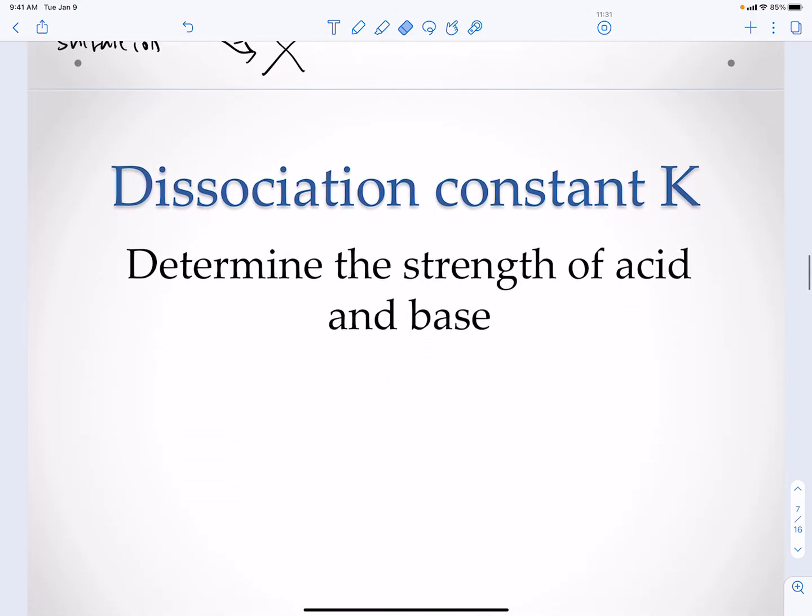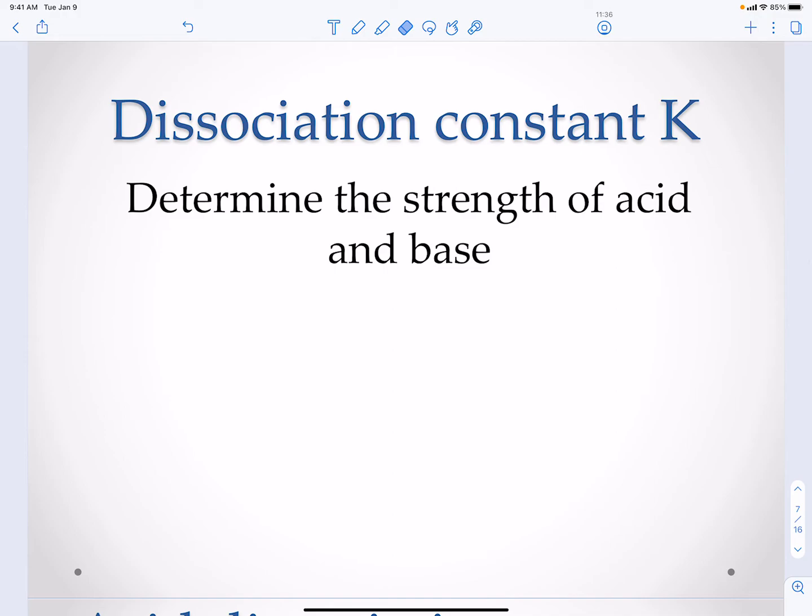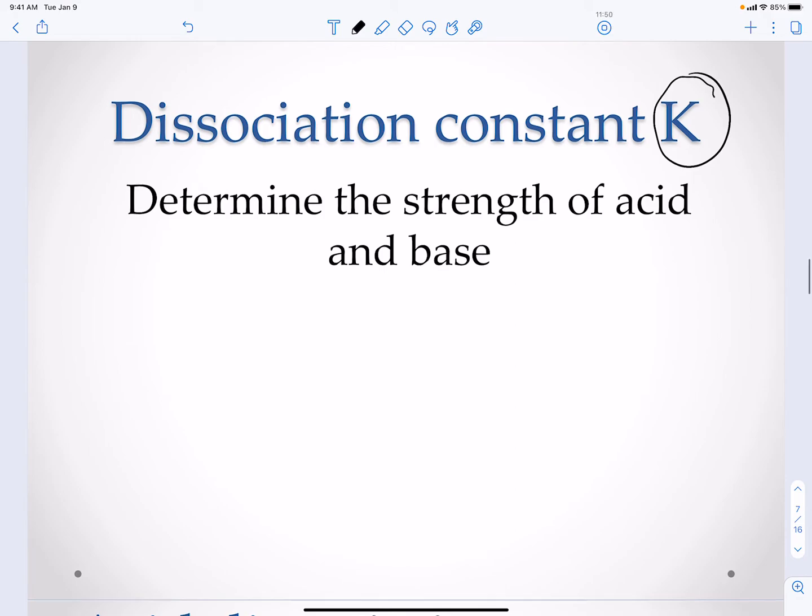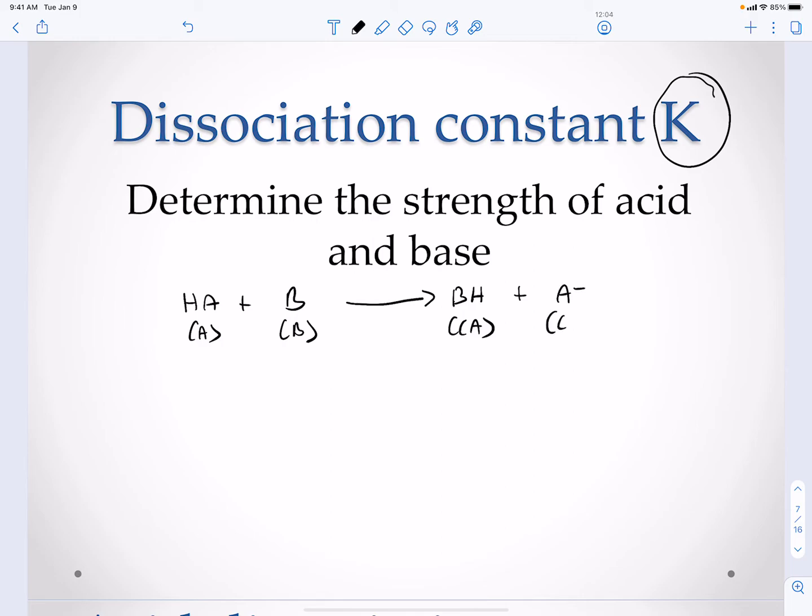Now let's talk about our equilibrium reactions and our dissociation constants in aqueous environments. So the dissociation constant is referred to as K, and this is going to measure the strength of your acid or base. So we have the acid, and we have our base, and we have our conjugate acid, and we have our conjugate base. And so your K constant is going to always be the products over the reactants. So here we have our products, and here we have our reactants.